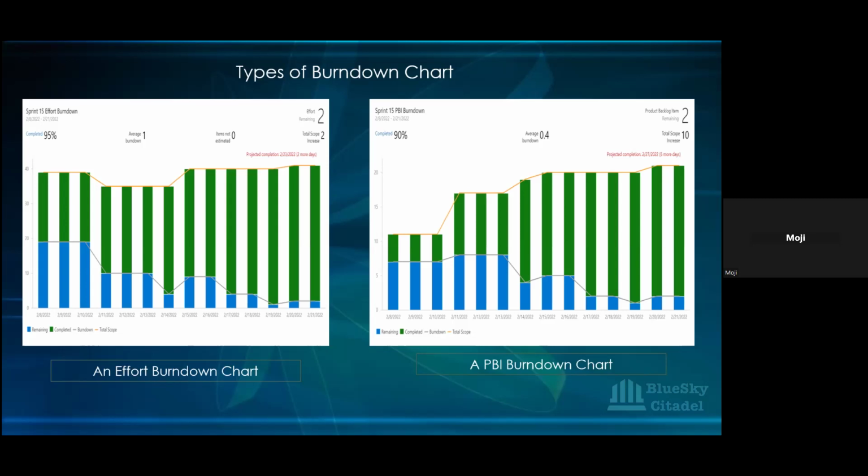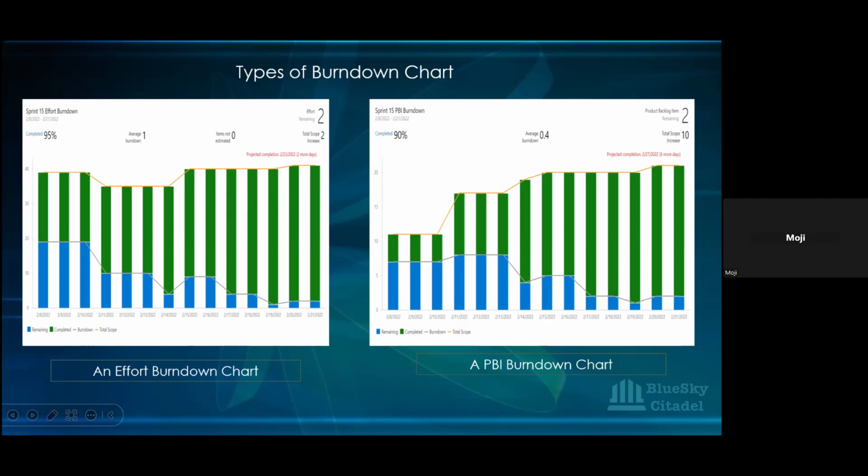So this is an efforts burn down chart. And the next one here is a user story, which is the same thing as your product backlog item burn down chart. Even though it is for the same sprint, you can see different information on them. It's generated using different information, and the chart itself is different, even though it's for the same sprint 15. They completed 90% of the work that needed to be done. The average burn down when it comes to the user story is 0.4.